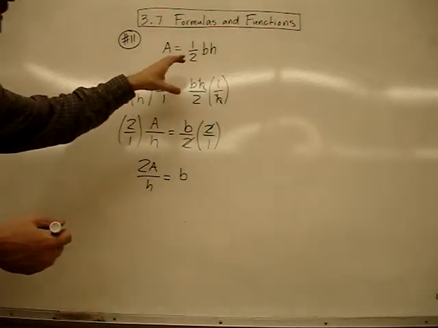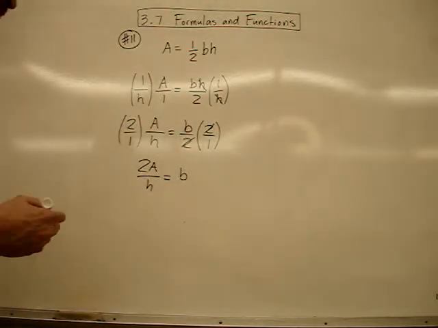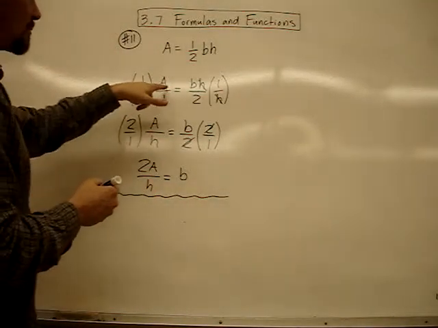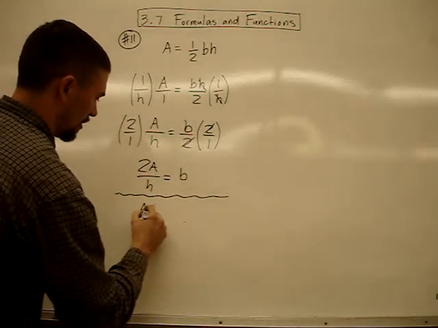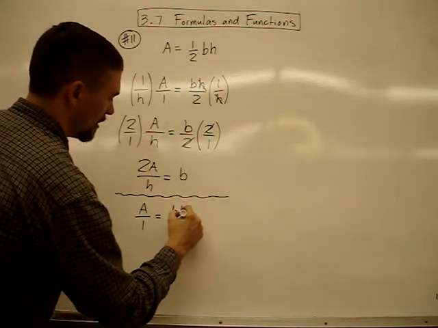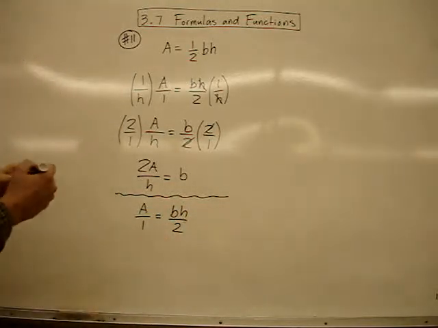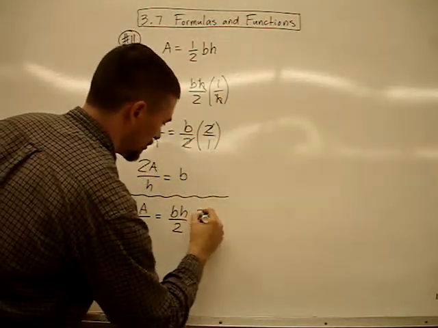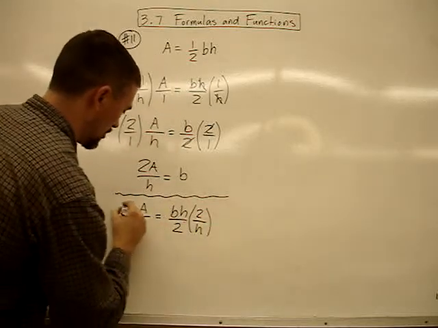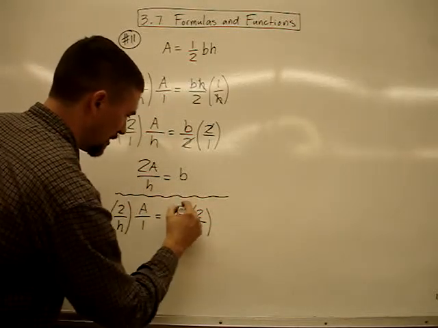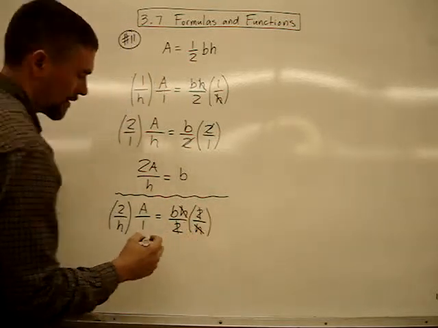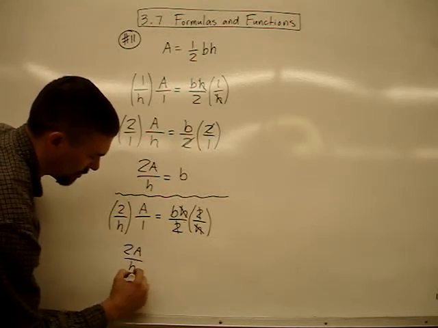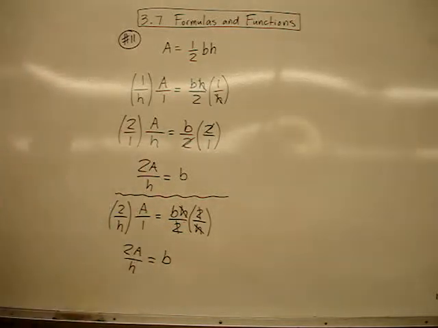That would be how you could do it one baby step at a time, but there's a way to actually solve it all in one step. So I'm going to take us back up to here. a over 1 equals bh over 2. And now if we multiply a combination of 1 over h and 2 over 1, in other words, if we multiply both sides by 2 over h, then the h's cancel, the 2's cancel, and we end up with 2a over h equals b, which is the same thing we got there.